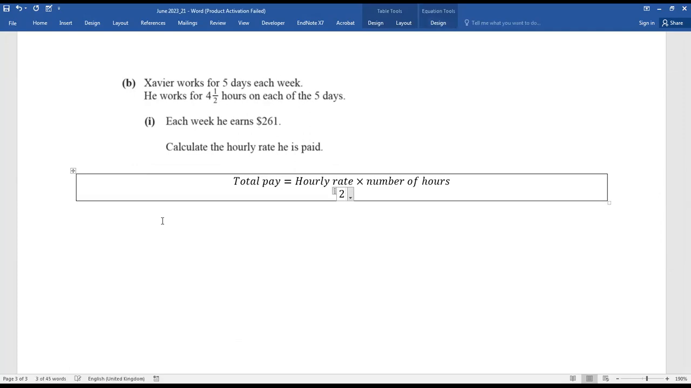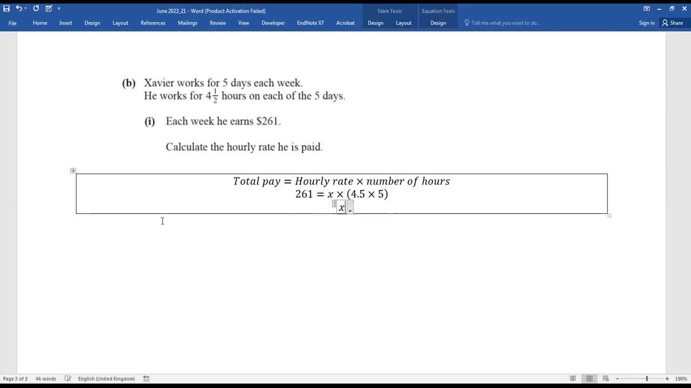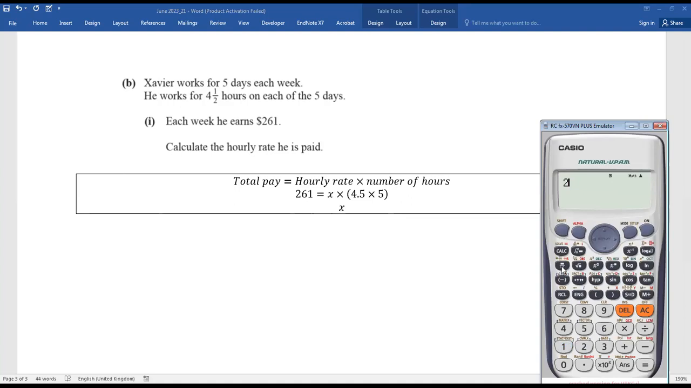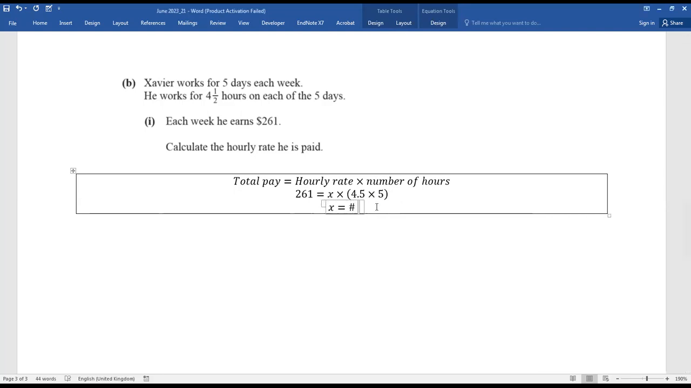So I know the total pay is 261 for the entire week. Now the hourly rate is something that I don't know. I'm calling it X. And how do I find the number of hours? 4.5 hours he works for on each day for 5 days. So this is the total number of hours. Now using the calculator, we can say that 261 has to be divided by 4.5 times 5, which would give us the value 11.6. $11.60 per hour is his rate.